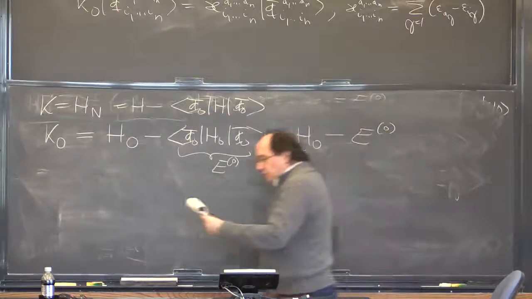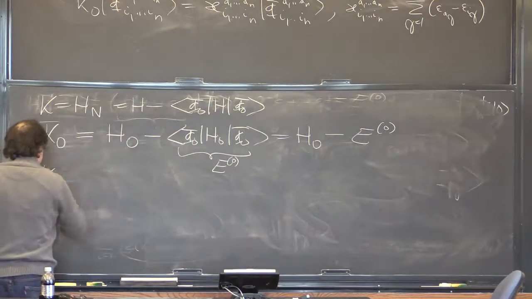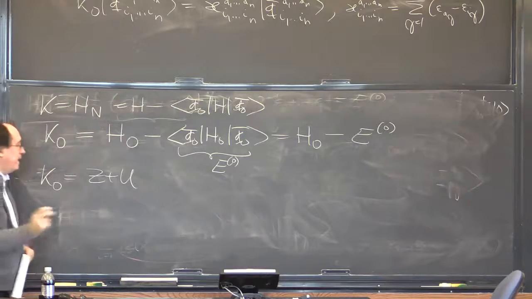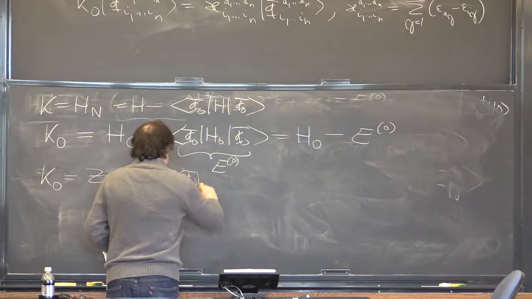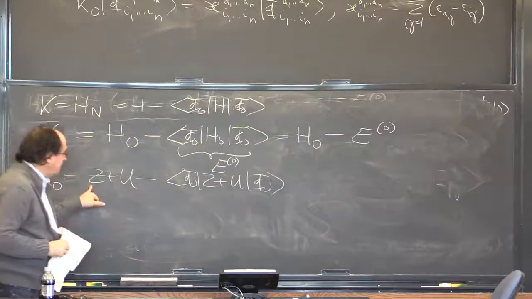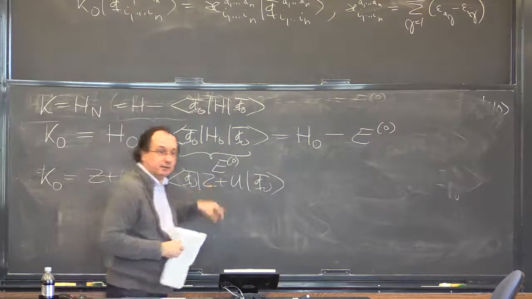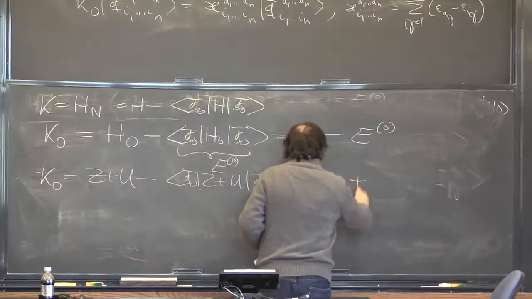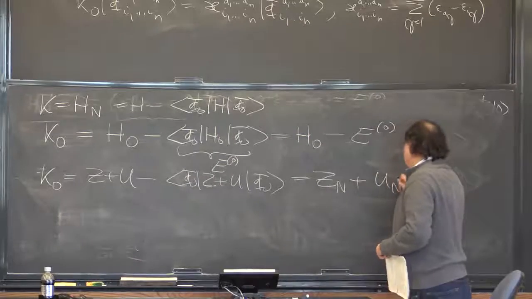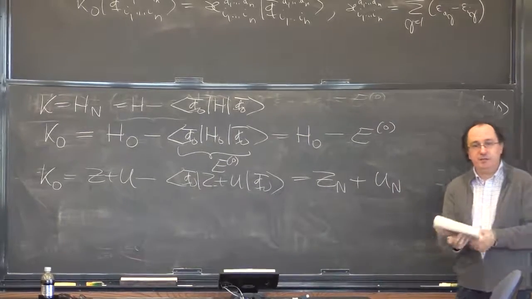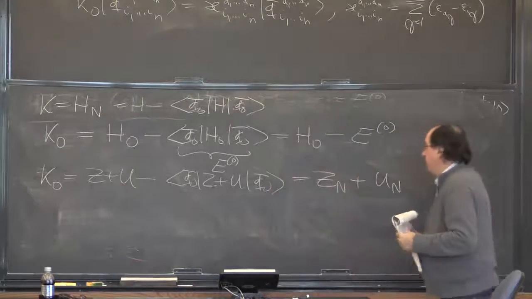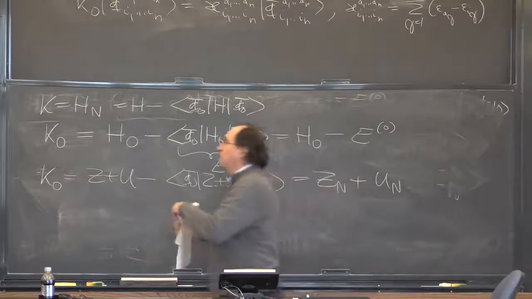To conclude this, what is K0 in terms of our operators Z and U that we were using? K0 is Z plus U for H0 minus the expectation value of Z plus U in phi 0. But you remember from our previous classes that Z minus the expectation value of Z is Zn. U is also a one-body operator. So U minus expectation value of U is Un. Okay? So you can see that our K0 operator is simply the Z plus U in the normal product form. Remember, please, this information. All right, so now we're done, and we need to go to perturbation.